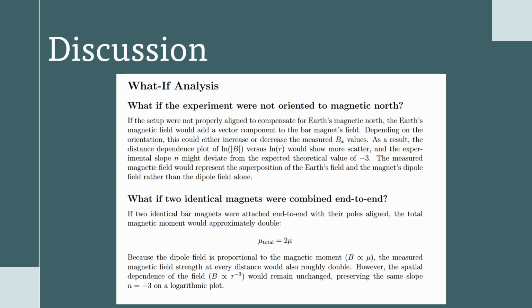What if two identical magnets were combined end to end? Well then, the two identical magnets would create a total dipole moment which would effectively double, because the dipole field is proportional to the magnetic moment. So then the field strength would also double.